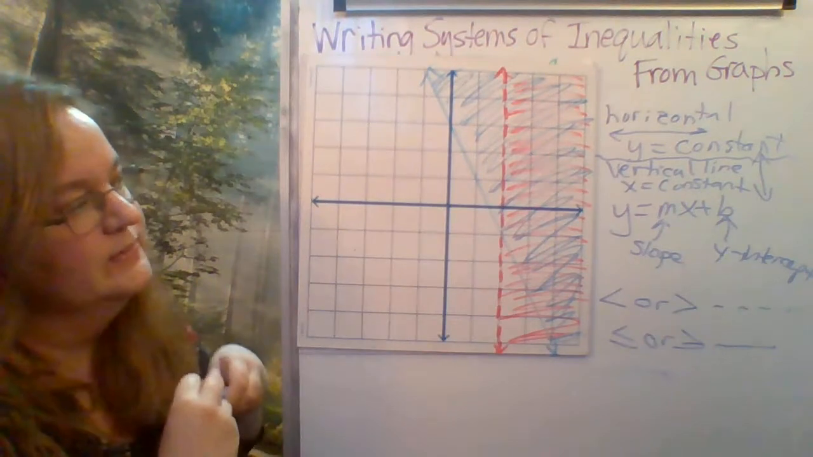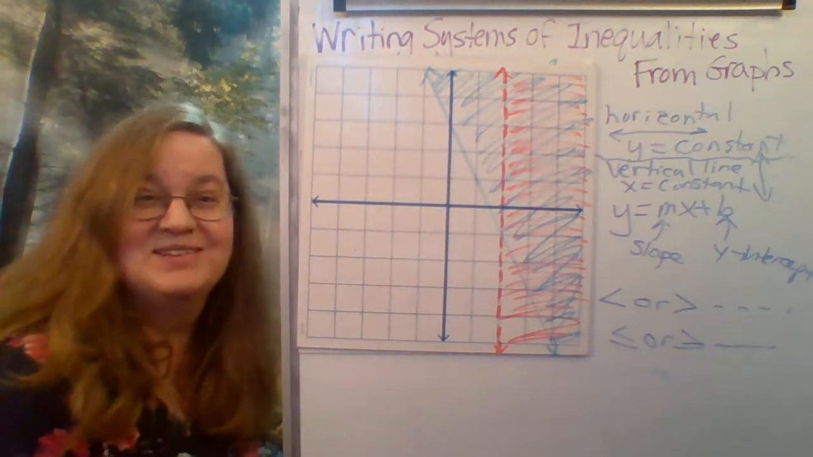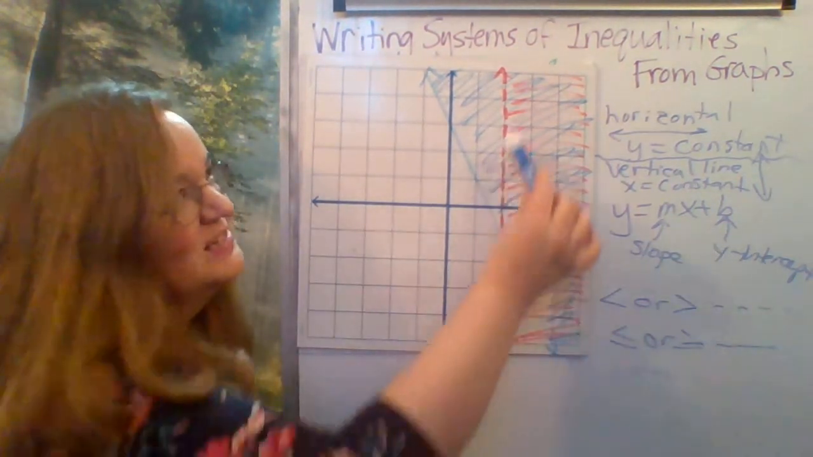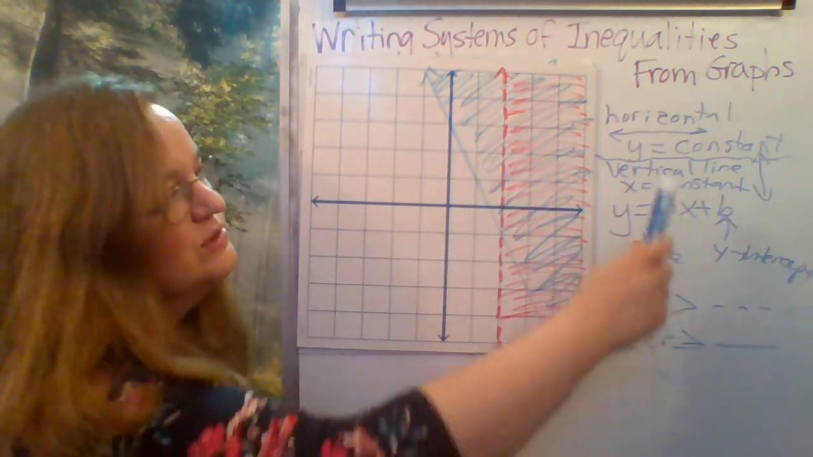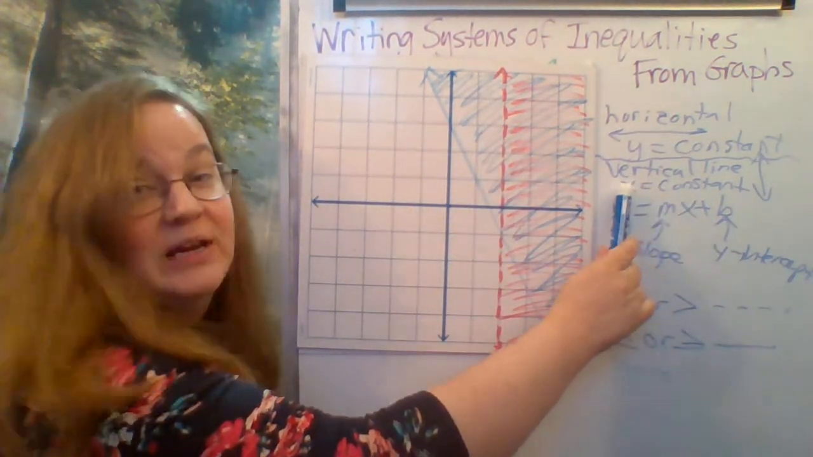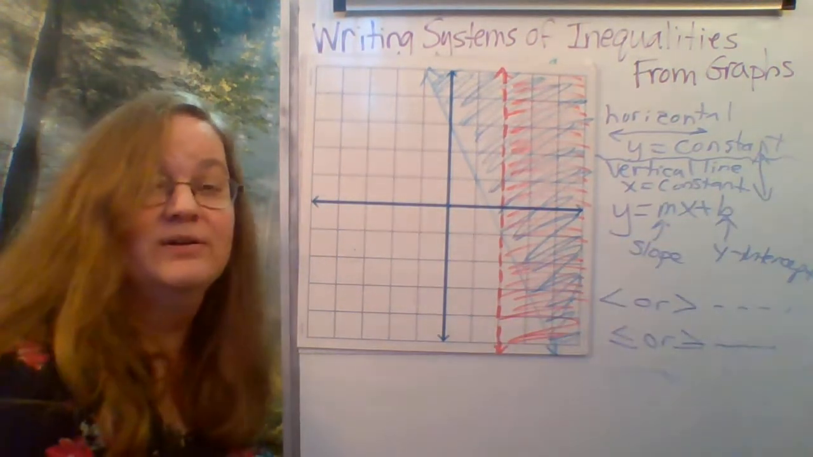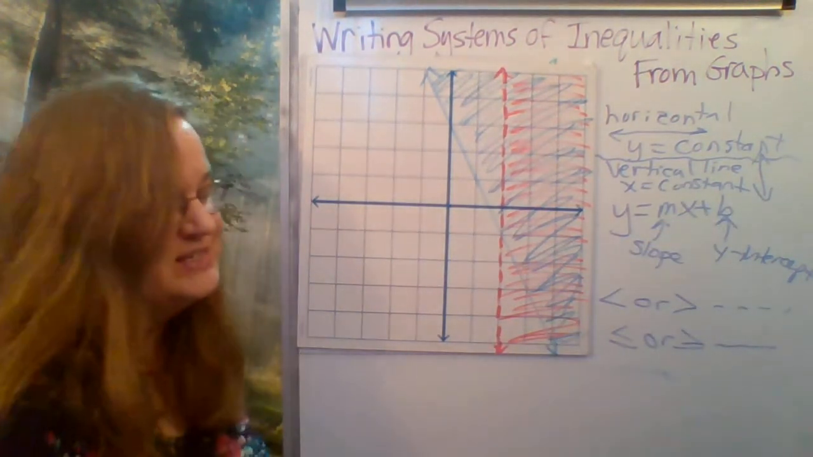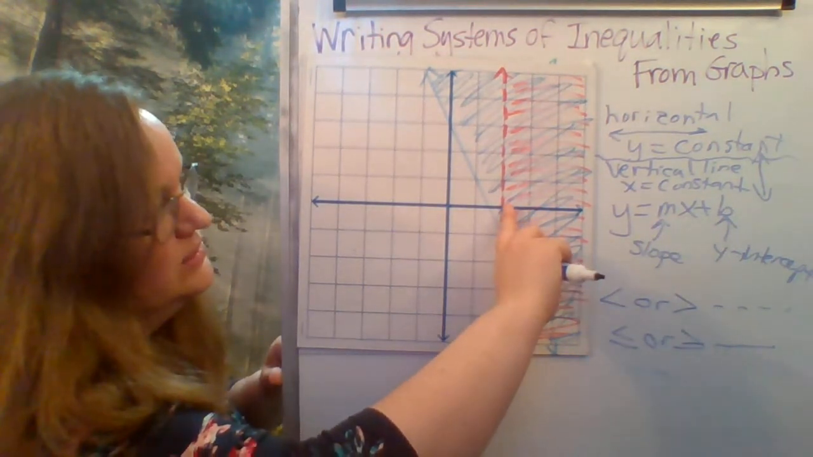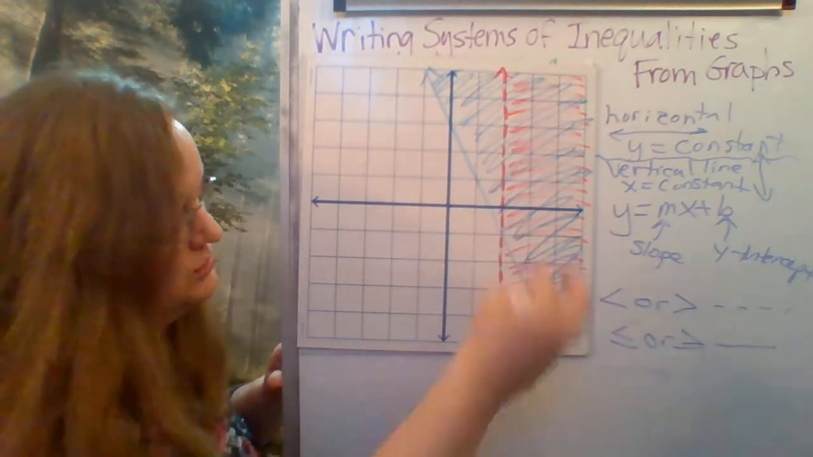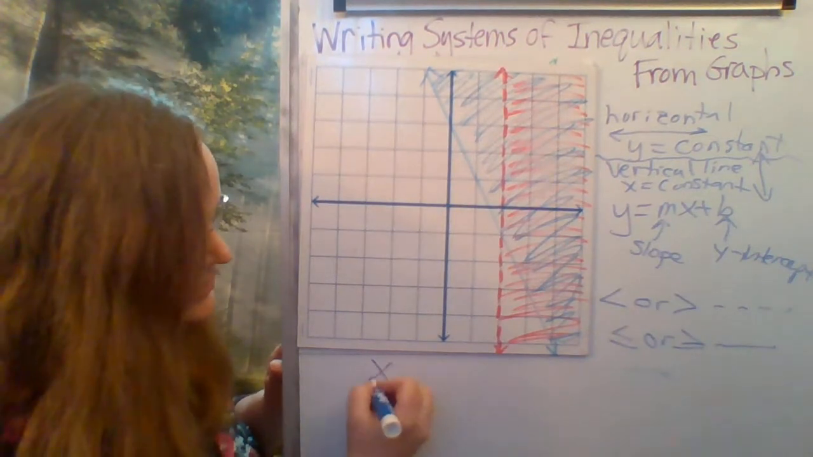All right. So in this case, the first thing you notice is probably that I've got a vertical line this time instead of a horizontal. So that special case is going to be x equals a constant, because it doesn't matter. X is always the same number. Okay. So when I take a look at that, it goes through at 2, so x equals 2.